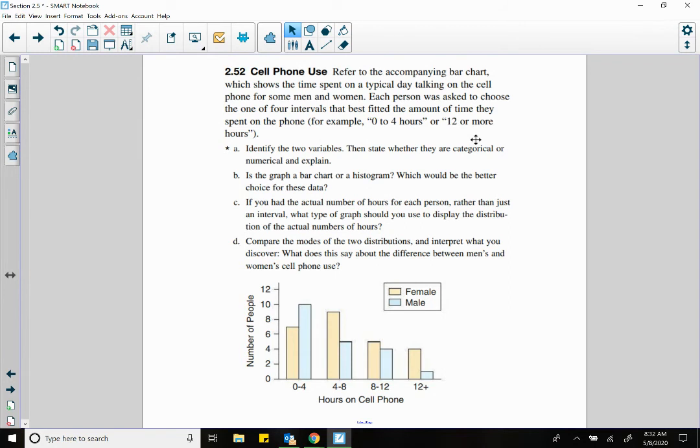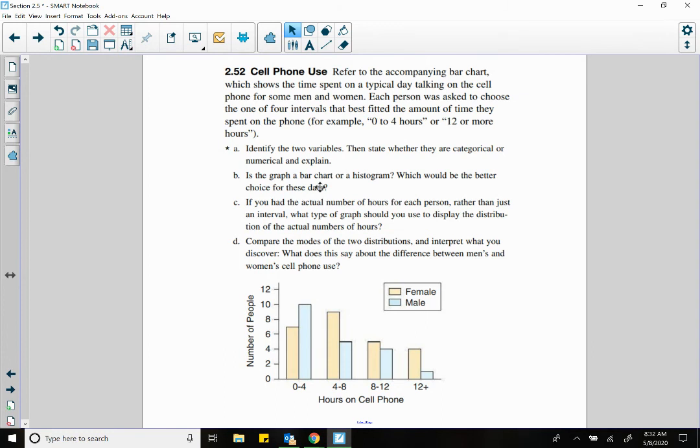Okay. So down below, is the graph a bar chart or a histogram? Which would be a better choice for this data? Well, down below, if you look at this, this is definitely a bar chart. This is the best graph for this because our data is categorical. Okay. So this graph that we have down below is great. I would not use a histogram because, again, our data is categorical, not numerical.